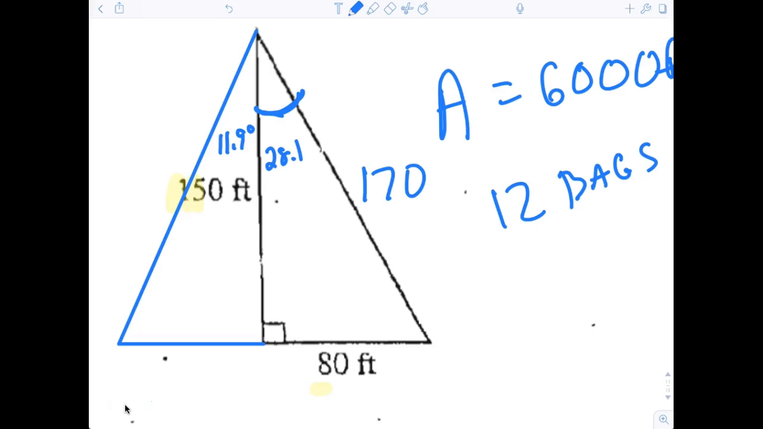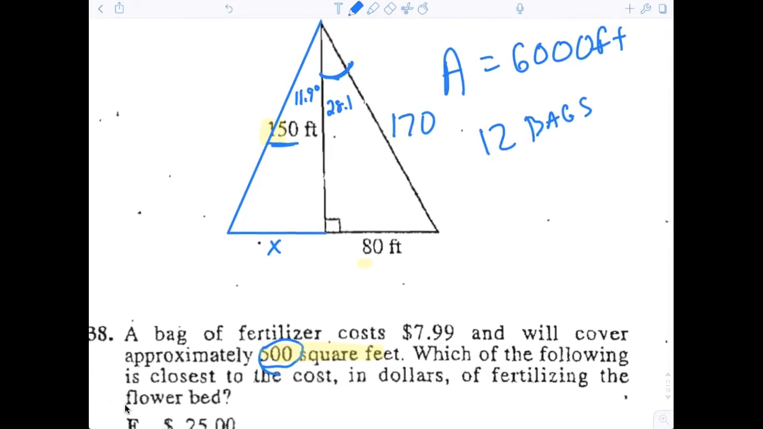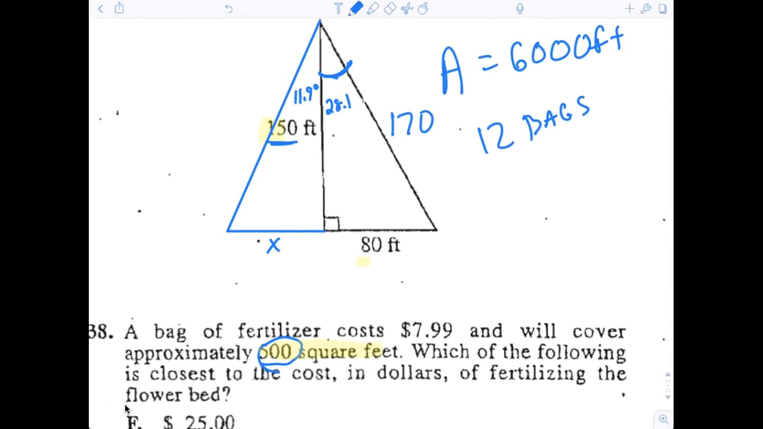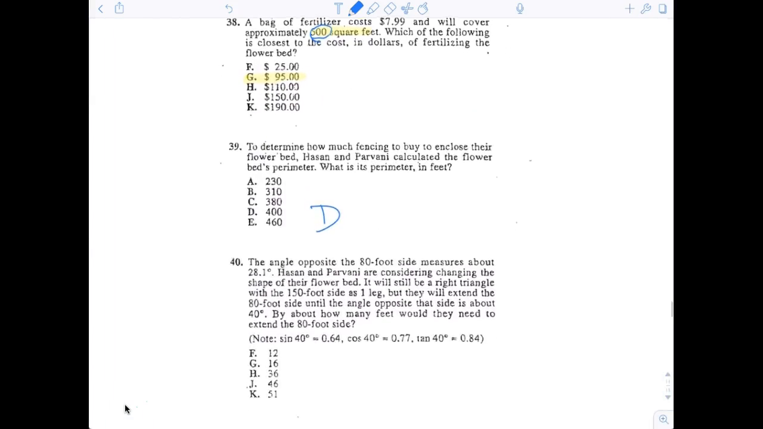And now they wanted to know what this extension is right here, correct? And we have 150. I forgot we had 150. So what do I have to do for that? Tangent of 11.9 is equal to x over 150. Agreed? So now somebody do 150 times tangent of 11.9. 31.66. Is that an answer? Yes.